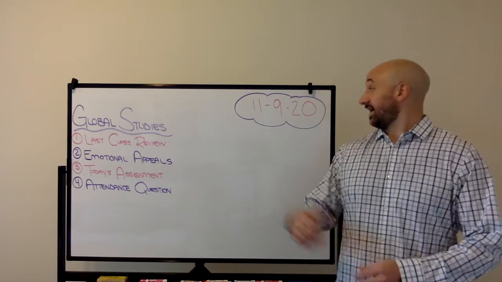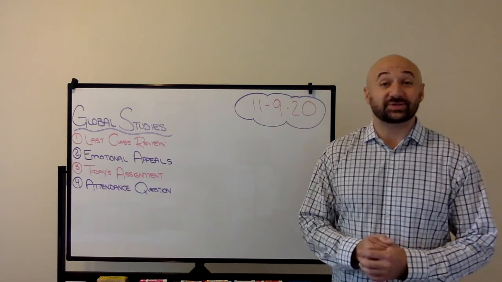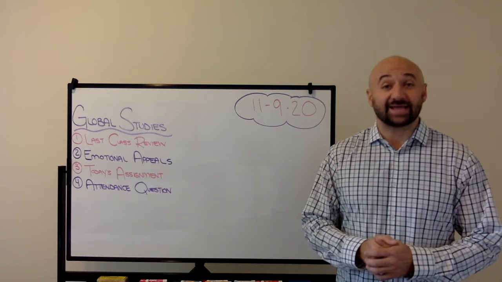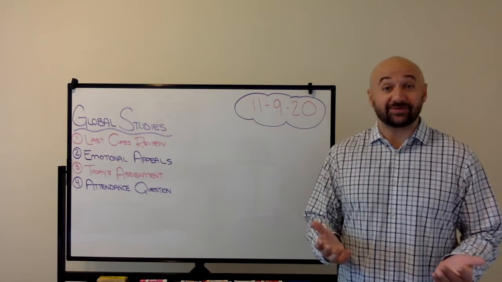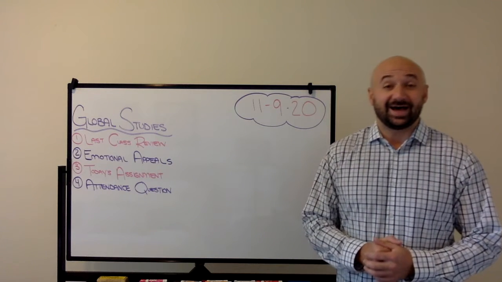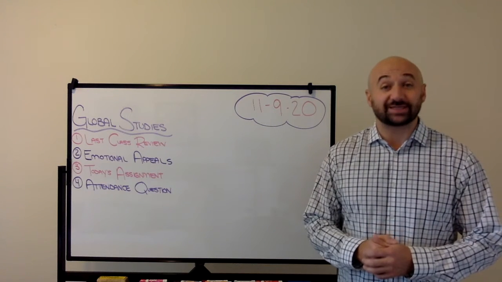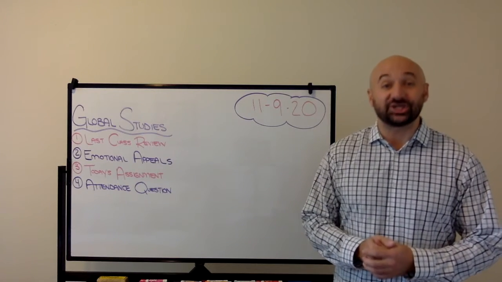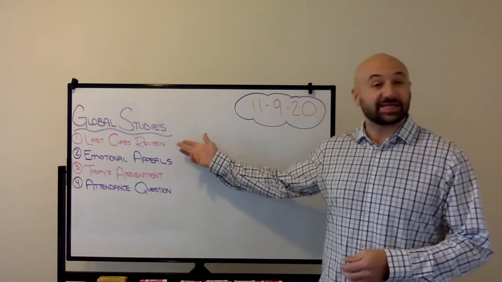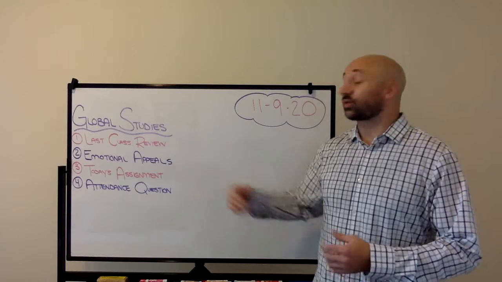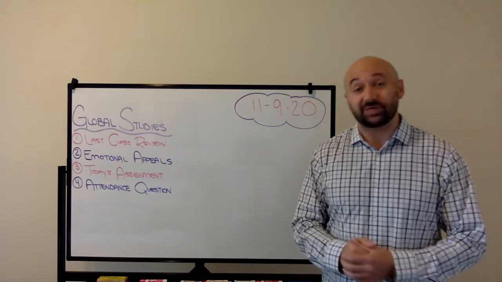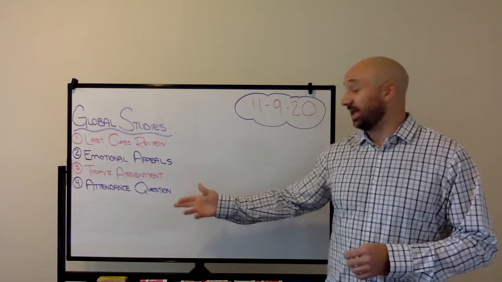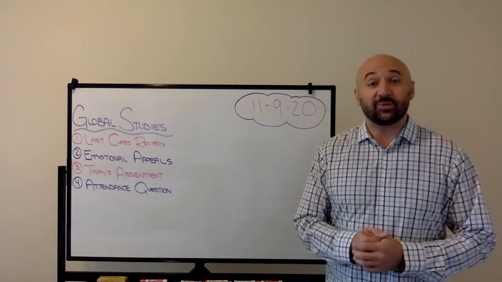It is Monday, November 9th, 2020, and what a week we had last week and are still kind of continuing to have. We are going to try to put all that stuff aside today and get back to our Global Studies agenda. We'll talk about last class a little bit. Then we're going to talk about creating emotional appeals and how that can help out your argument. I'll give you today's assignment and the attendance question, and we'll make a move.